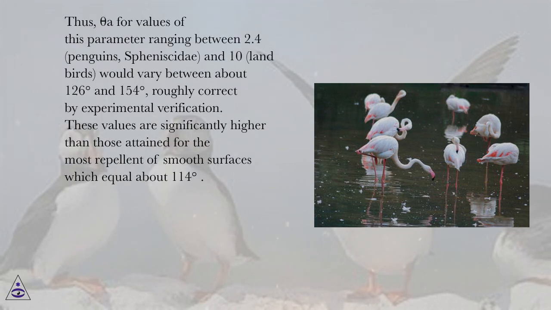Thus, theta a for values of this parameter ranging between 2.4, penguins, Spheniscidae, and 10, land birds, would vary between about 126 degrees and 154 degrees, roughly correct by experimental verification. These values are significantly higher than those attained for the most repellent of smooth surfaces, which equal about 114 degrees.